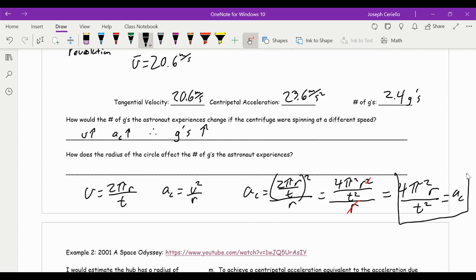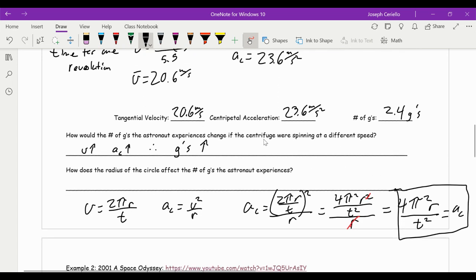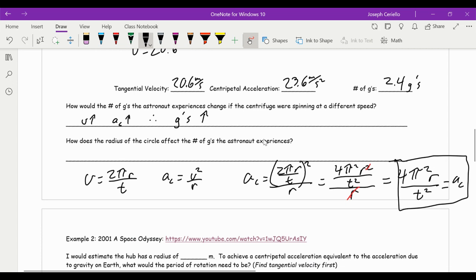So that's the answer to our question. How is r going to affect the centripetal acceleration? Yes, if r goes up, the speed goes up. Therefore, the centripetal acceleration goes up. But if r goes up, the centripetal acceleration goes down, as we see here. This can be confusing. In this specific case, if r gets bigger, the centripetal acceleration is actually going to increase.